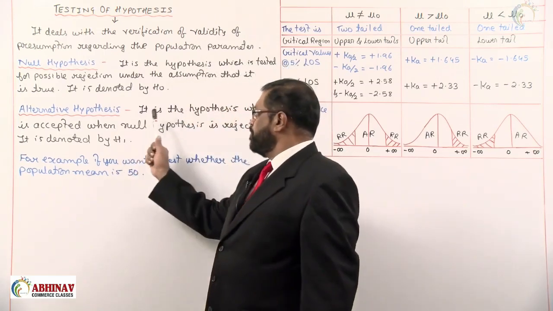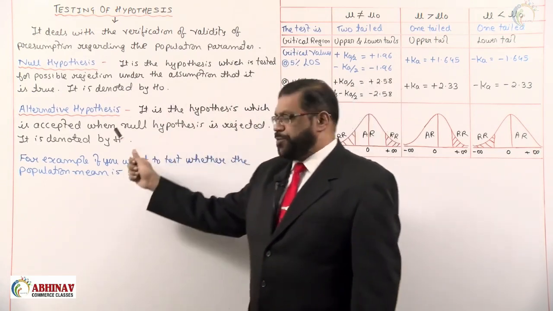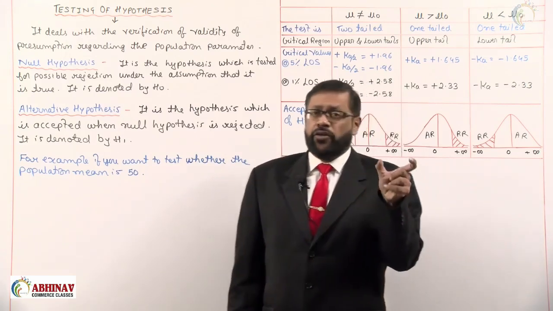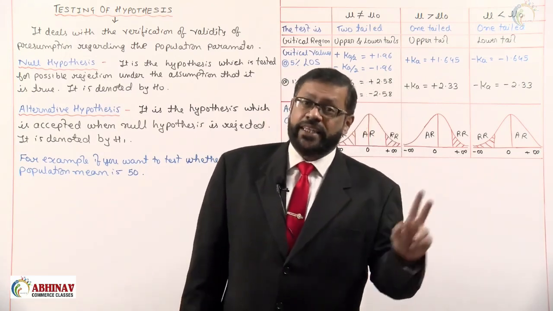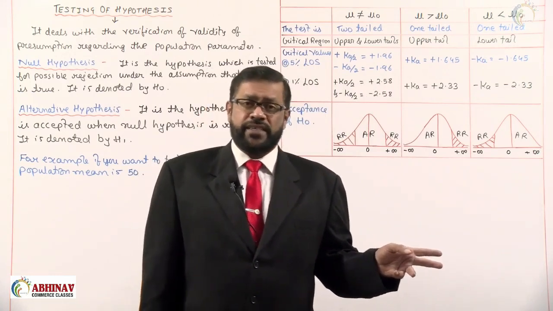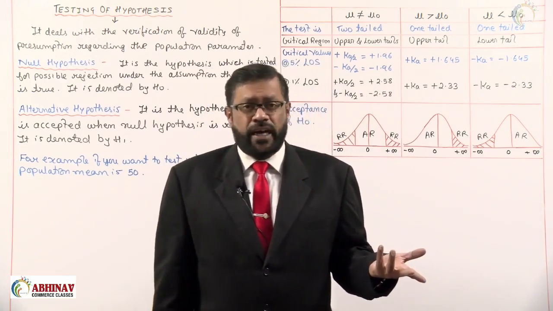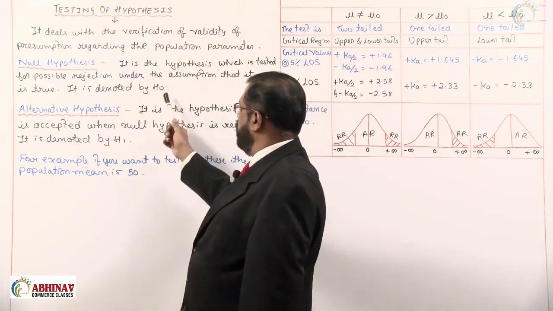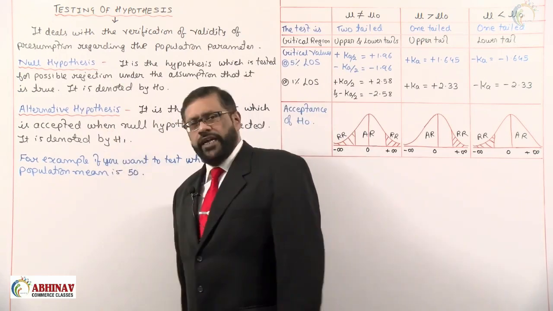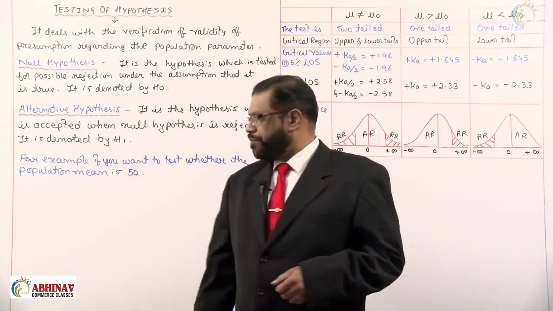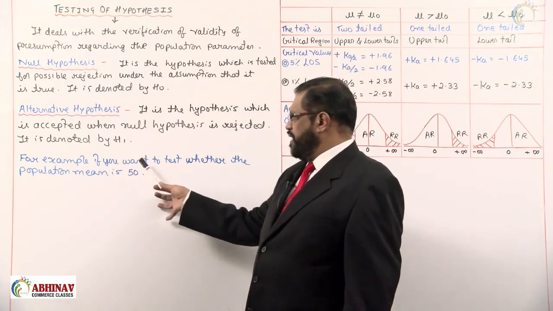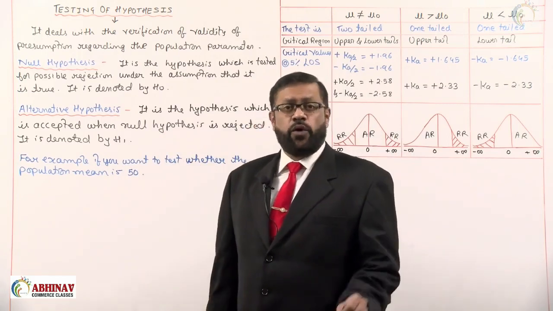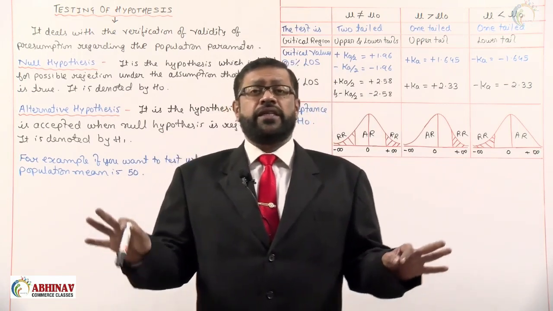Alternative hypothesis. It is the hypothesis which is accepted when null hypothesis is rejected. So when your null hypothesis is rejected, then the alternative is accepted. The only question that arises is how this is to be written, and that is very important, what we are going to learn in this session. Null hypothesis we denote by H0, alternative we denote by H1. We'll take a simple example. If you want to test whether the population mean is 50, this is what we have to test. What? Population mean is 50.